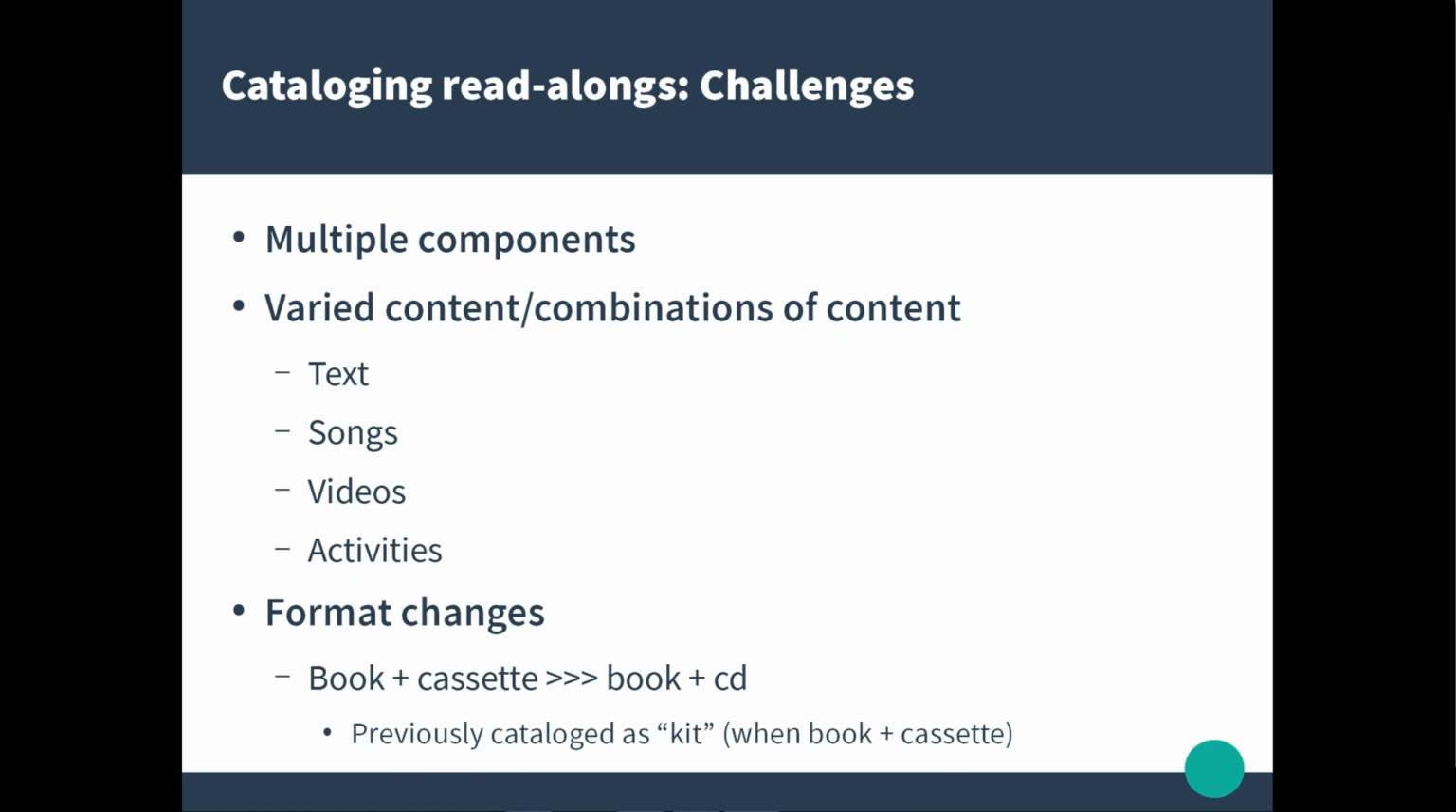The other thing is that technically with a kit, it should be three or more items, and those items should be different. So in our discussions with the mentors, we've decided that we would like catalogers not to use kit anymore, and we're going to work on doing some cleanup for the read-alongs that already exist in the catalog, but also from now on to not be using kit as a record type for read-alongs.